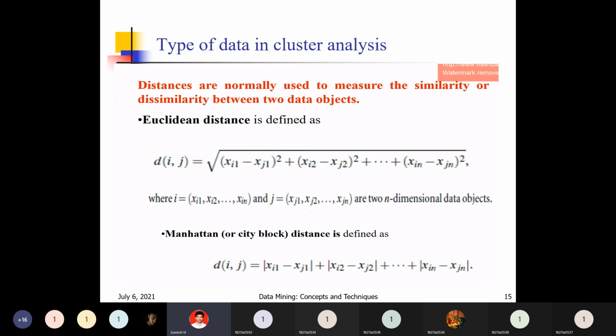Distances are normally used to measure similarity or dissimilarity between two objects. Why are we calculating these distances, like Euclidean distance and Manhattan distance? In cluster analysis, distance is a very important parameter. A cluster is nothing but similarity.